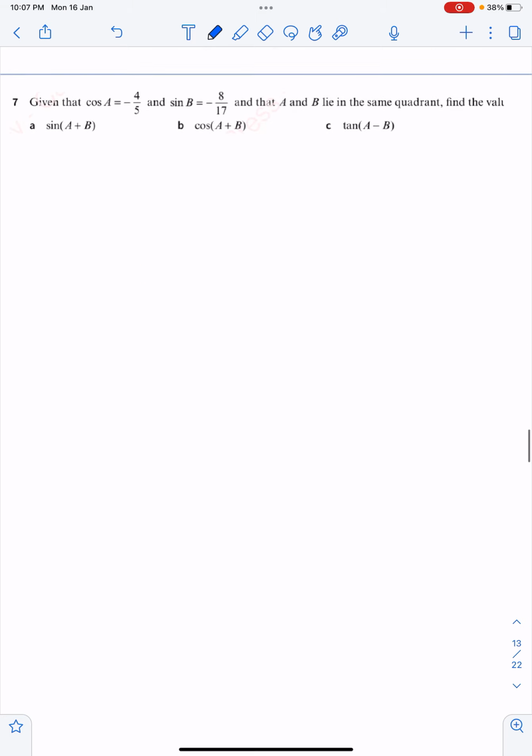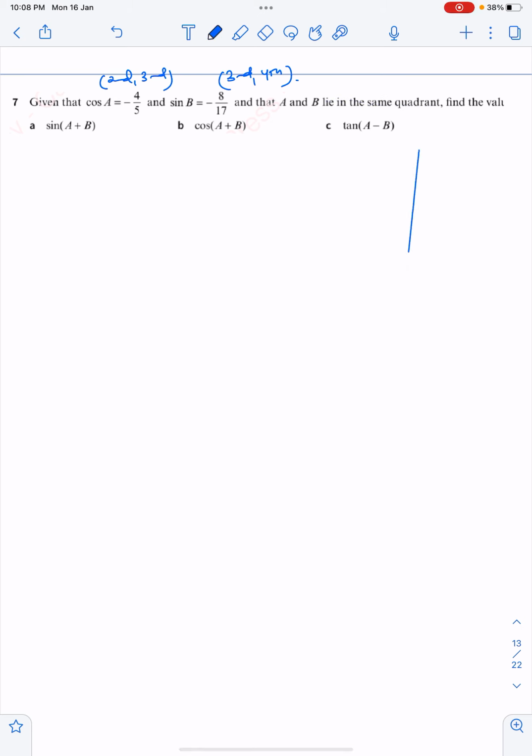Let's move on to this question. Question number 7. It says cos of A equals negative 4 upon 5 and sine of B equals negative 8 upon 17, where A and B lie in the same quadrant. Now you have to think about the quadrant. Cos is negative in the second and the third quadrant. So I'm just writing down the possible quadrants, second and third quadrant, and sine is negative in the third and the fourth quadrant. Since they are saying that both of them lie in the same quadrant, the common quadrant here is the third quadrant.